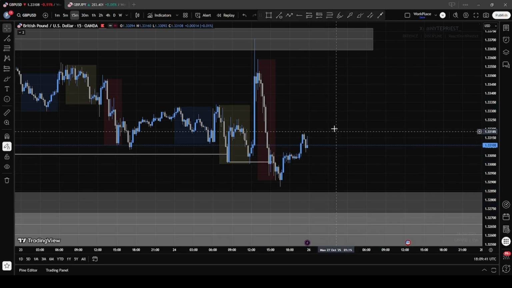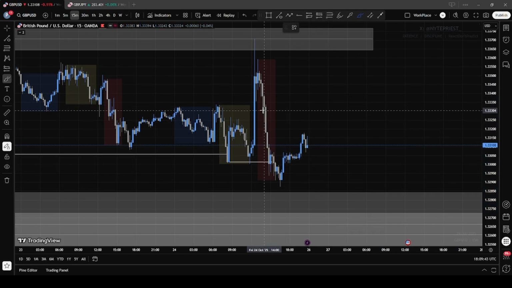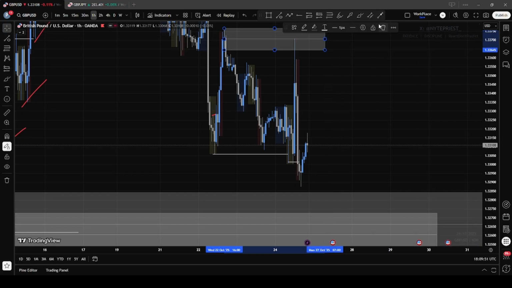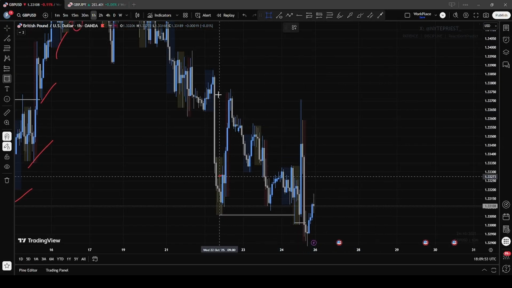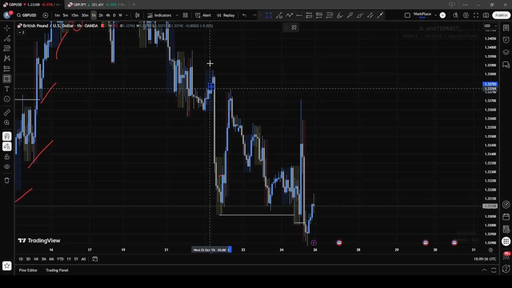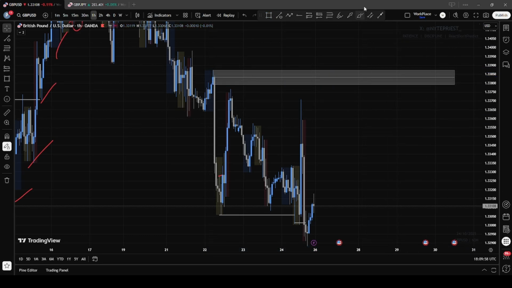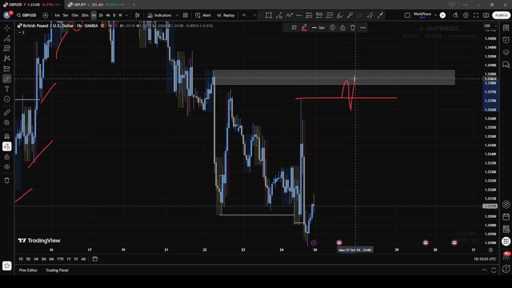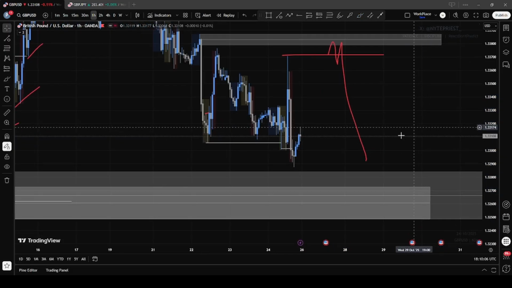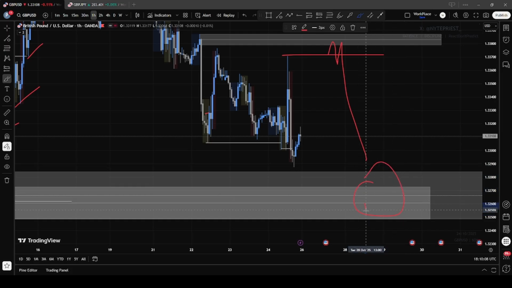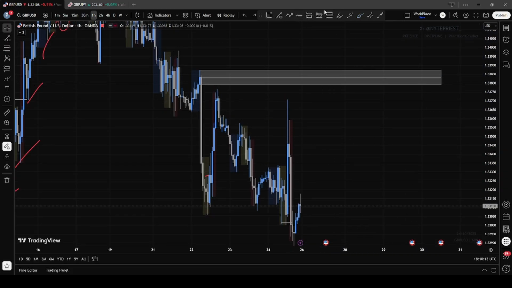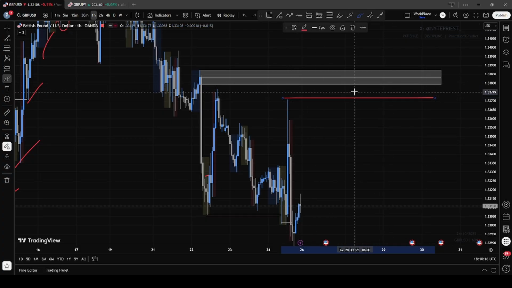I'm not having any sell here because of no inducement. So if I'm to sell this trade, I'll be waiting for price to come up, sweep this inducement, mitigate this other block, give me a shift, then I'll sell to that demand zone here, then I'll buy. All right. So this will act as my major inducement.